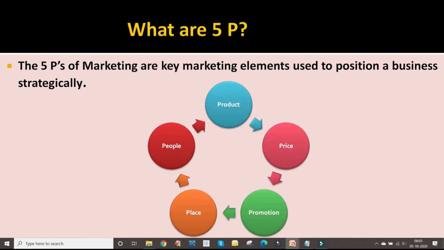So what are those 5 P's? Those are product, our own product, its price, how can we promote the product, where exactly we are promoting, that's a place, and the people. So product, price, promotion, place, and people, these are the 5 major P's of a marketing mix.